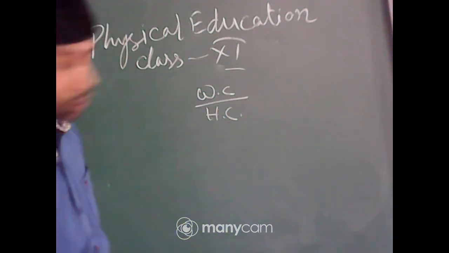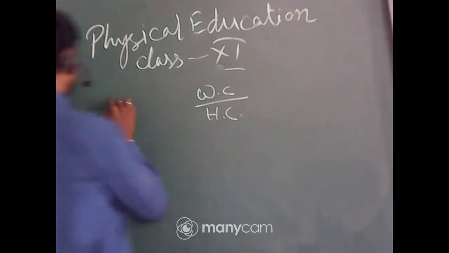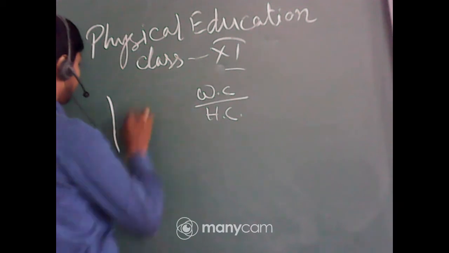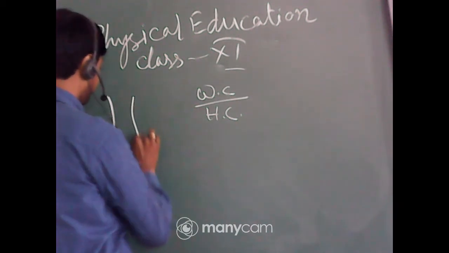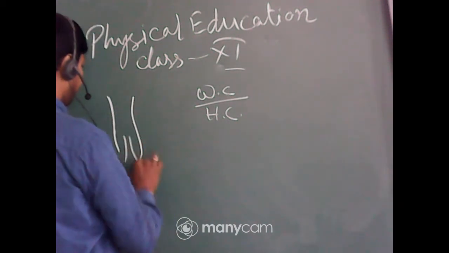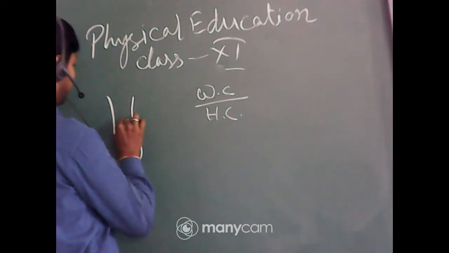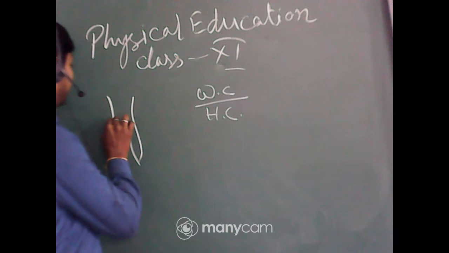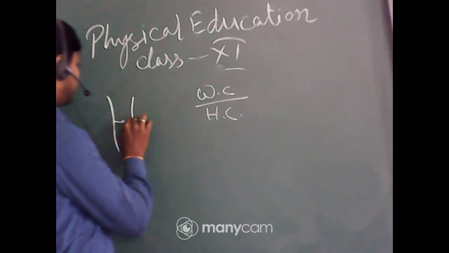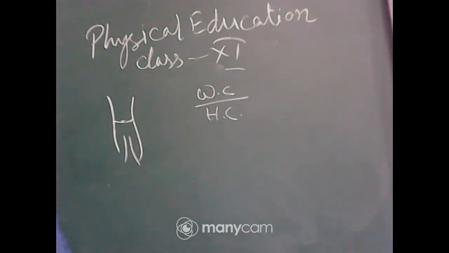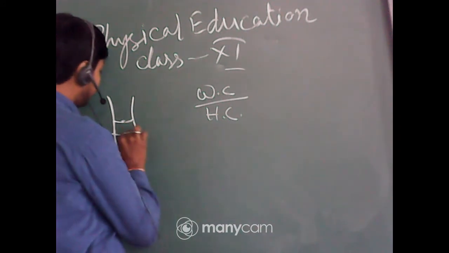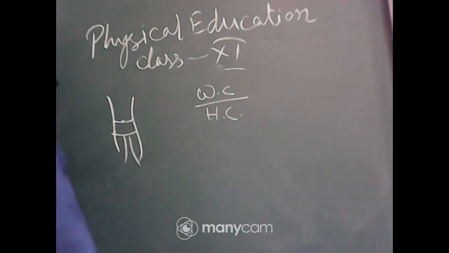For a male person, in the lower end of the belly we measure the waist circumference, and at the place of the hip joint we measure the hip circumference.